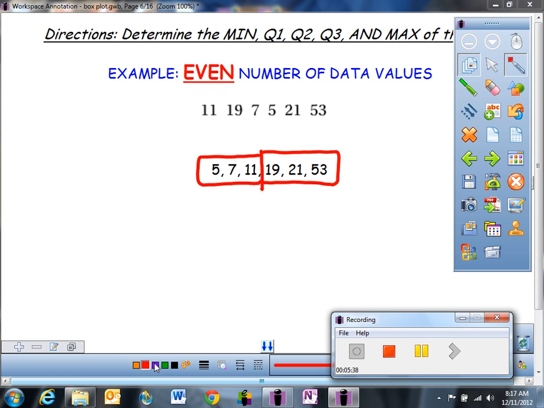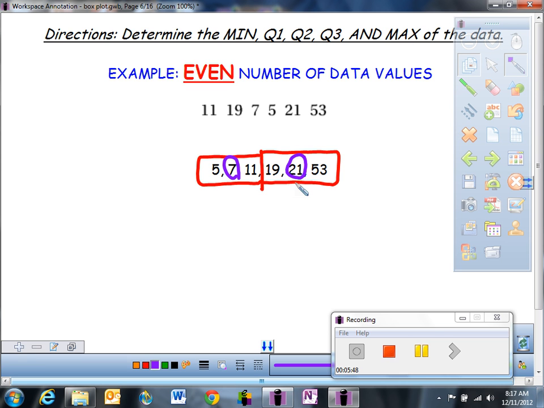Now we need to find our quartile 1 and quartile 3. So the middle of the front belt and the middle of the back belt are found. And my whiskers are 5 and 53, or my min and my max. So I'm not going to draw a box and whisker on this one. There's just not enough data for it to be very valuable.